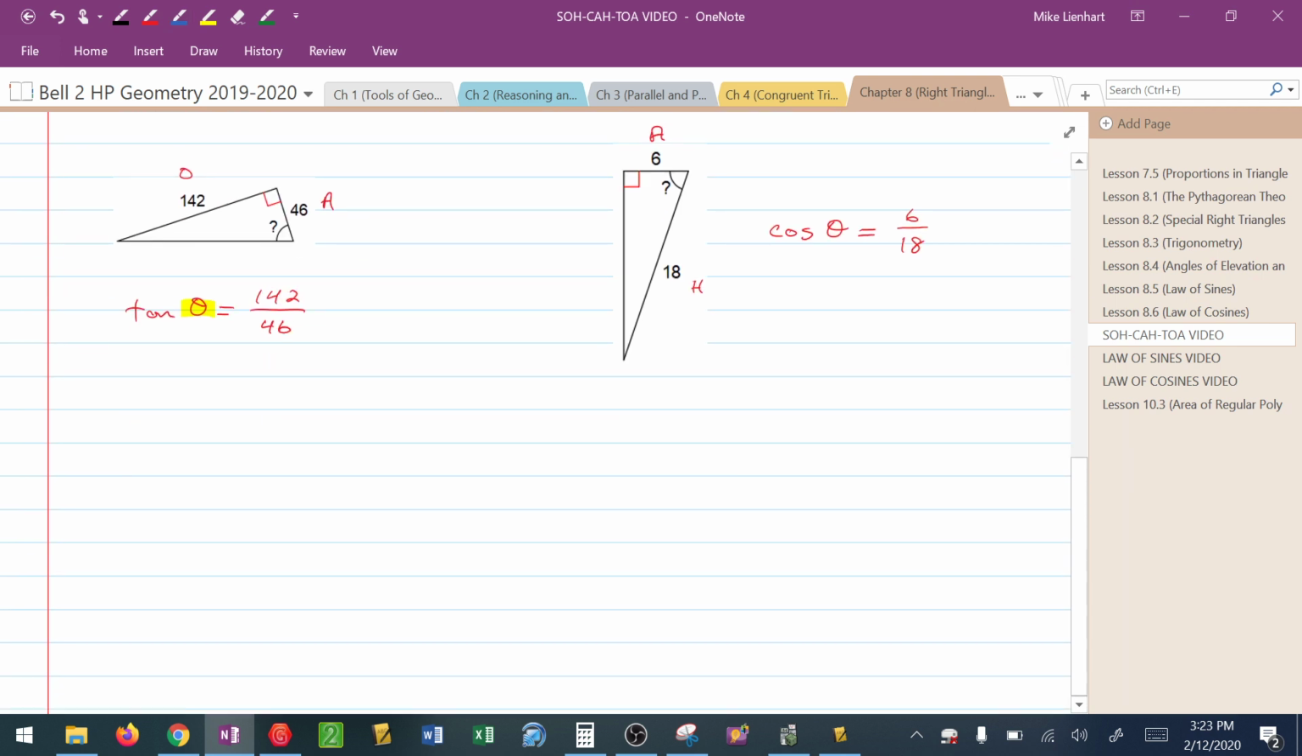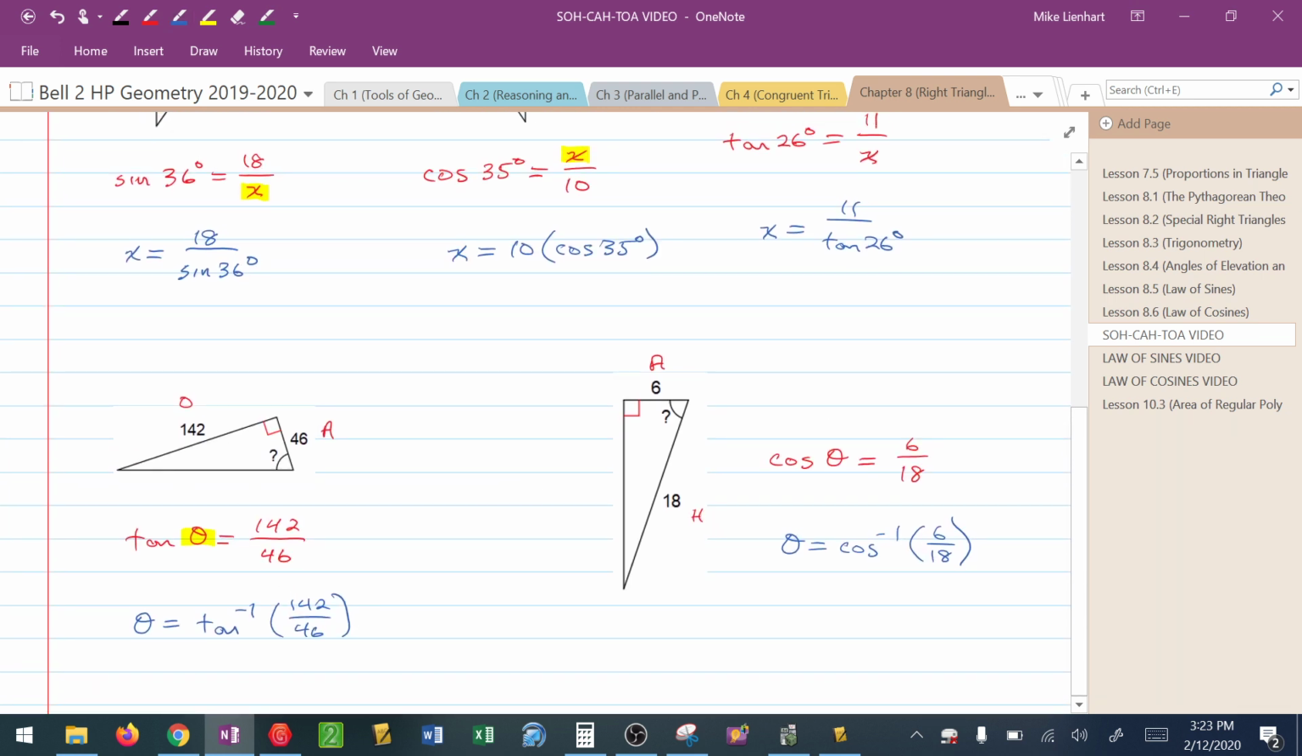Now down on the bottom, when we're missing an angle, we have to use a unique trig solving technique. But I know that theta is what is called the inverse tangent of 142 over 46. In this problem, I have to find the angle. The angle is always going to be using inverse trig. So the inverse cosine of 6 over 18. Now, all this work right here can be done without using a calculator. But now I'm ready to bring the calculator in.